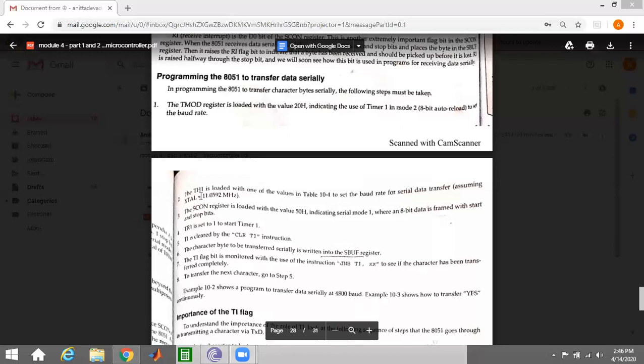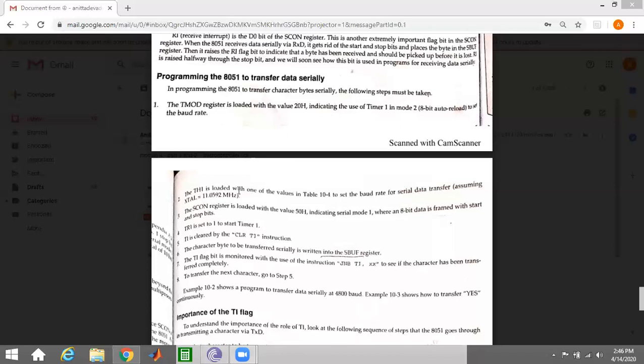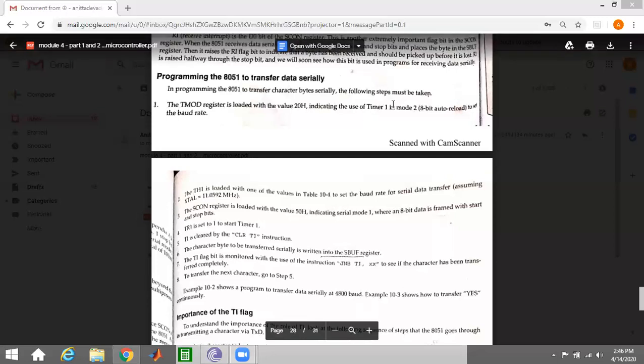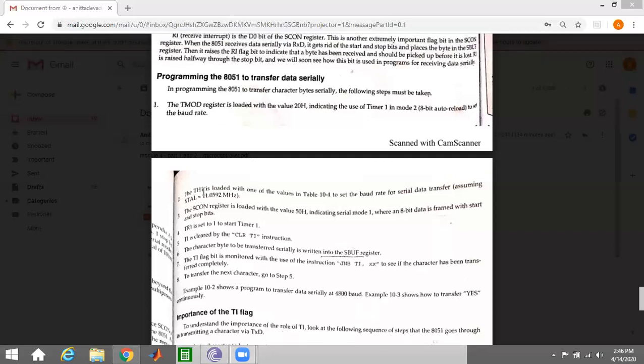Then the second step is TH1 is loaded with one of the values in table 10.4 to set the baud rate for serial data transfer. We are assuming that we are using the crystal frequency of 11.0592. So what is the second step? We have to fix the baud rate for timer 1. We are using only timer 1, so for timer 1 we have to fix the baud rate. To fix the baud rate they are using table 10.4.